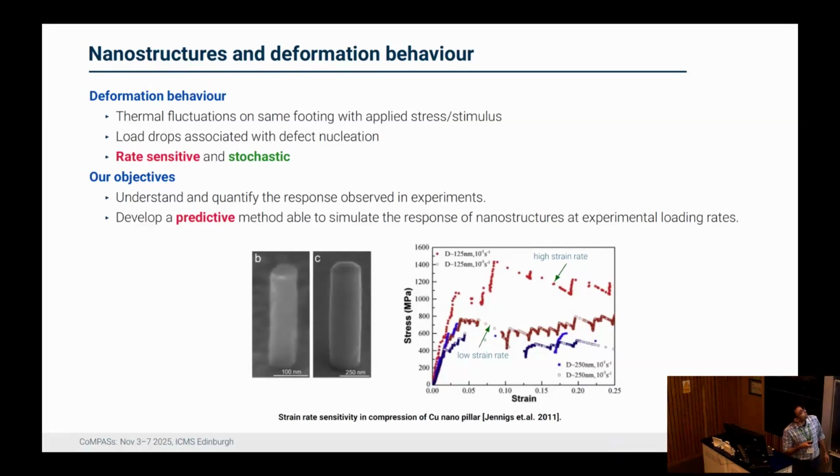And we want to understand the rate dependence as well as the stochasticity. Stochasticity means that when you run the experiment multiple times, each time you see a different result. That is the essential objective of this work, and you want to create a predictive tool that can take in all the complexity of the system and put it in a systematic way.